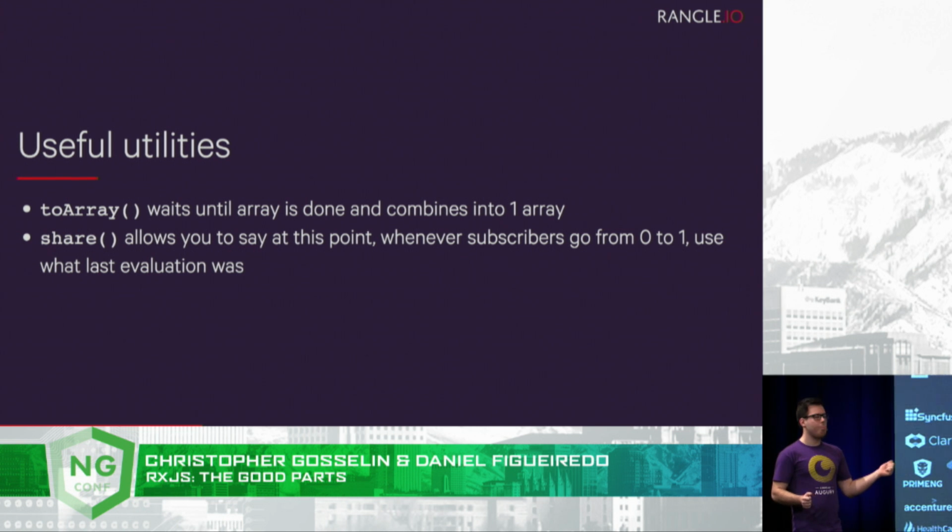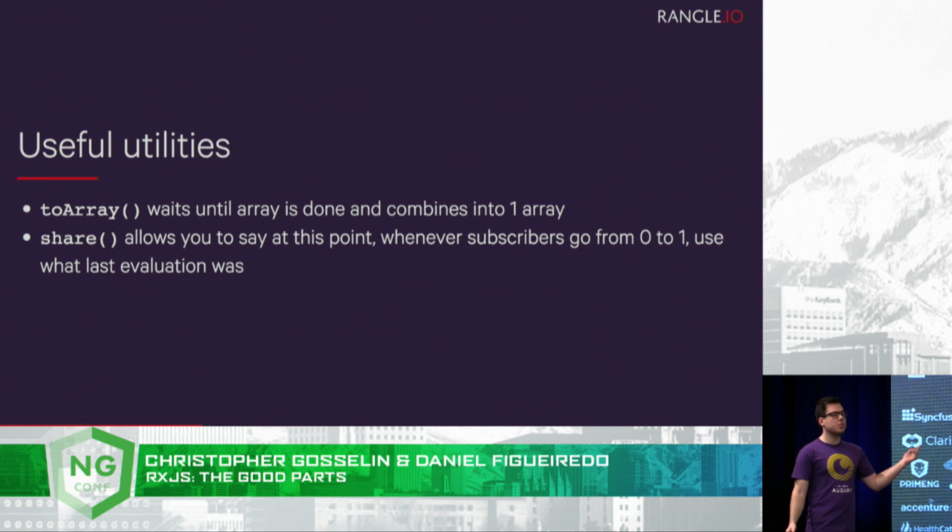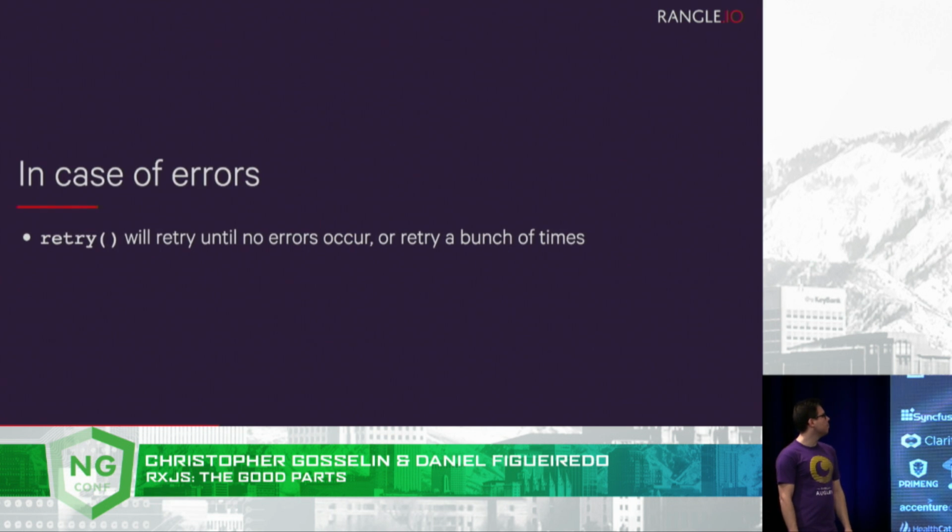And then .share. So .share is a very interesting one, because if you have an observable hooked up to an HTTP request, and you only want that to fire once, it's actually going to fire every single time, unless you use .share. So that's what that's used for. And in case of errors, if your observable ever fails, you can use .retry. It's good for, again, HTTP requests.